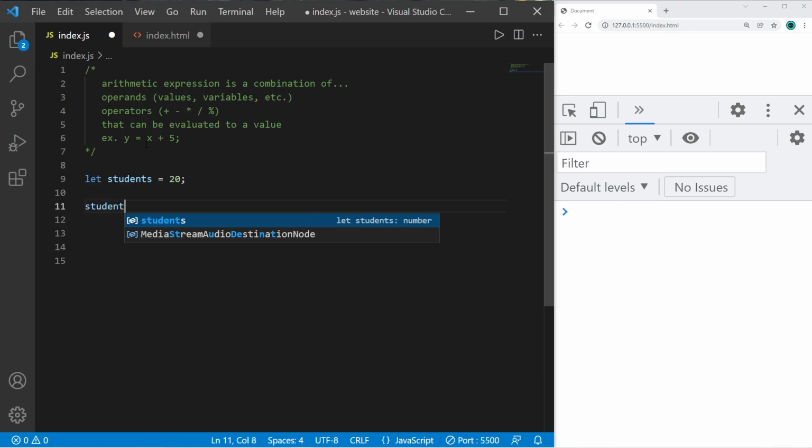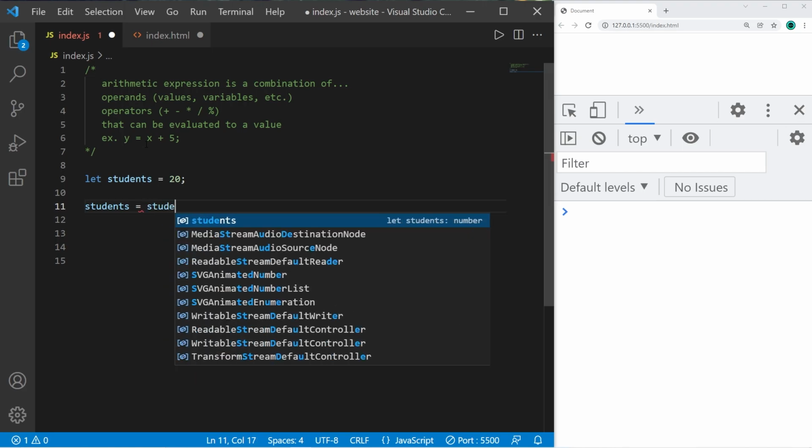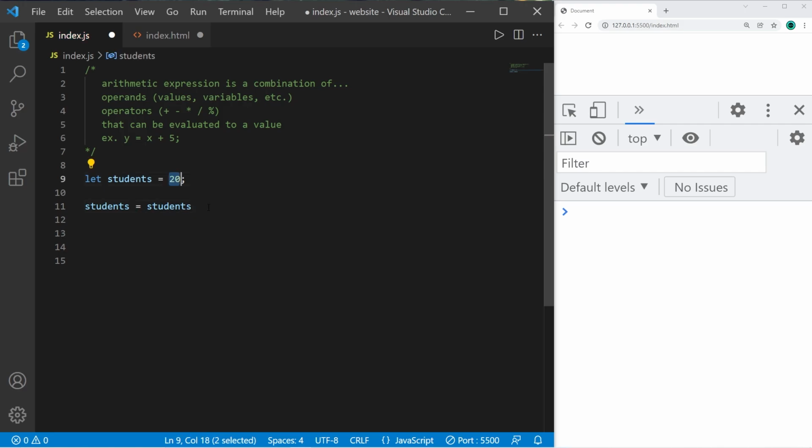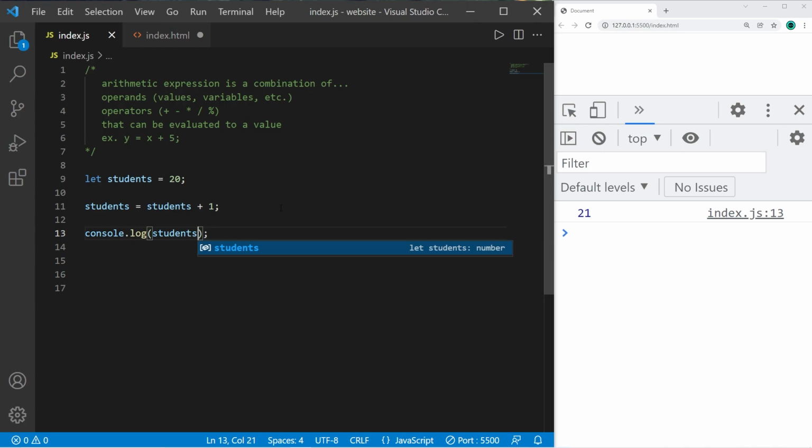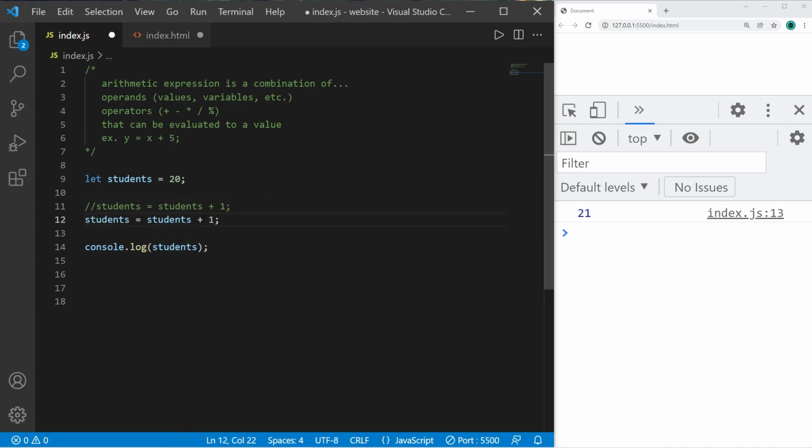I could take our students variable and set this equal to, if I need to increment students by 1, students, currently it's 20, plus 1. And then let's display this. Console.log students. And this should be 21. So we also have subtraction. Students equals students minus 1. And now we have 19.